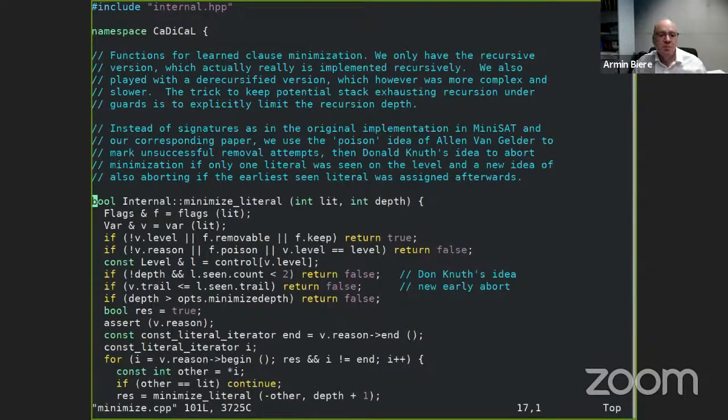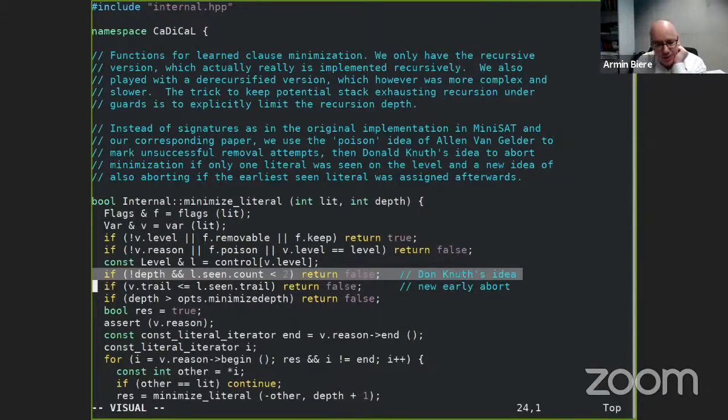For instance, here are two things. One is actually related to a paper, a poison idea from Allen Van Gelder. But another one is just a solution to an exercise in Donald Knuth's book. And this poison here is of course described in the paper. This is Donald Knuth's idea, so maybe let me try to explain this.